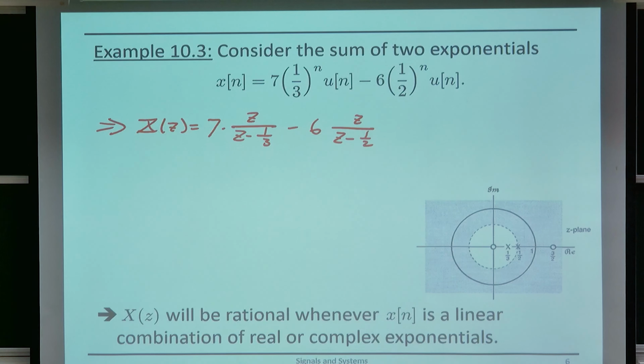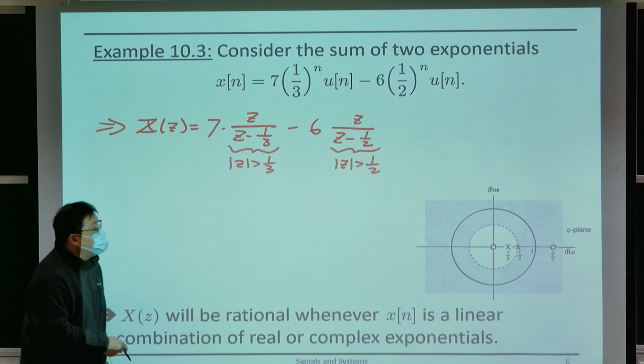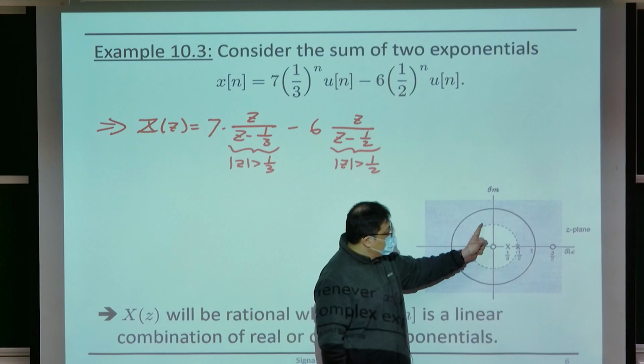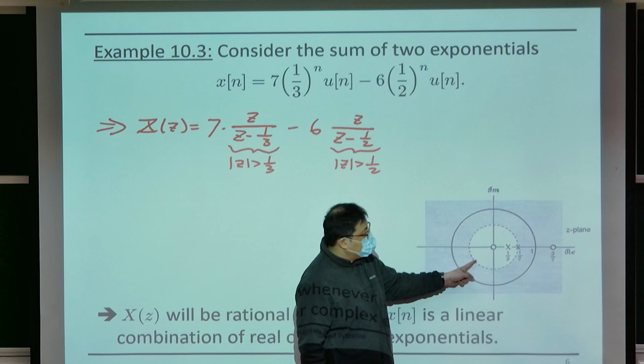Okay? And the region of convergence for this first term is the absolute value of z greater than 1 over 3. And this has a region of convergence that is the absolute value of z greater than 1/2. Okay. Now, if you want both of these terms to hold, you need to have a region of convergence that is the intersection of both of these. Okay. So 1 over 3 is smaller than 1/2, so the intersection just gives you this exterior, greater than 1/2. Okay. So the region of convergence is the exterior of a circle with radius 1/2.